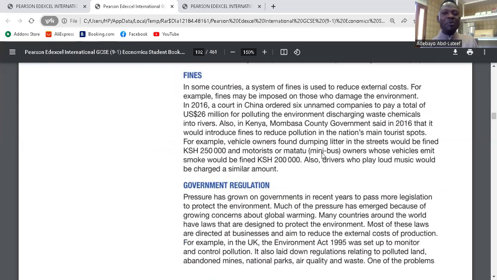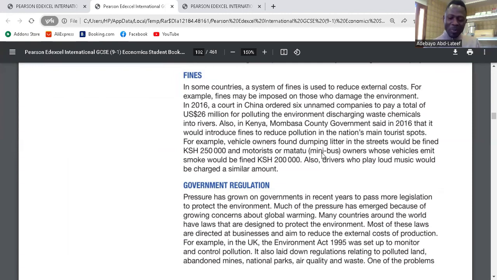You go to fines. In some countries, a system of fines is used to reduce external costs. What are fines? Fines are financial penalties that you have to pay because you did not comply with certain rules, certain regulations.